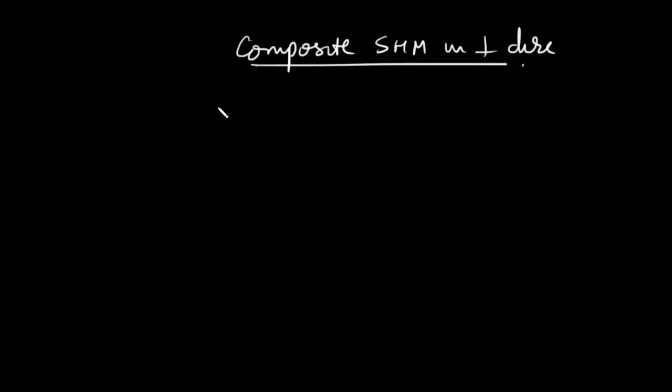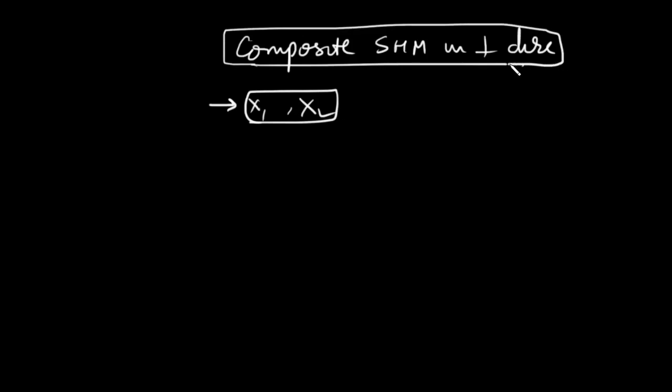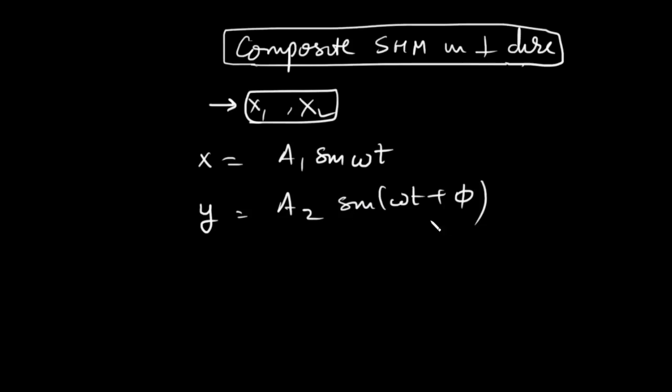Okay, so now we talk about composite S.H.M in perpendicular directions. Earlier we did the same direction, x1, x2, same axis, same direction. But now what do we do in composite S.H.M? Composite S.H.M means, for example, x let us say is A1 sine omega t, and y let us say is A2 sine omega t plus phi. Now this is y.